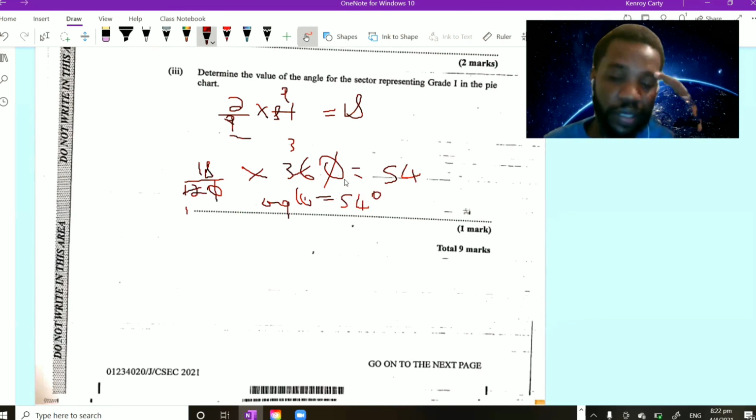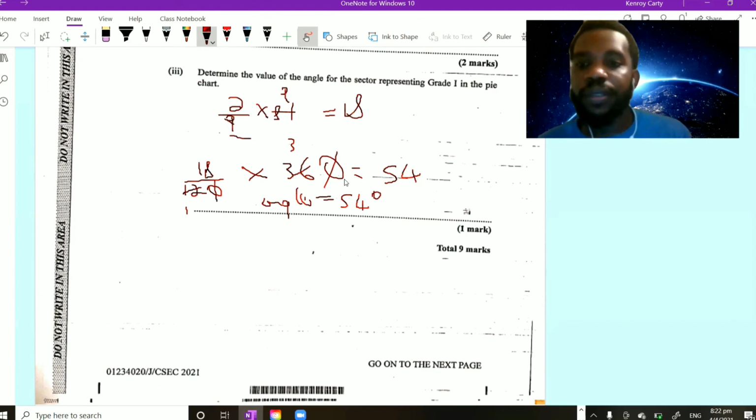All right, and that's it. So we just have to remember the total angle is 360. So everything is a ratio of 360.